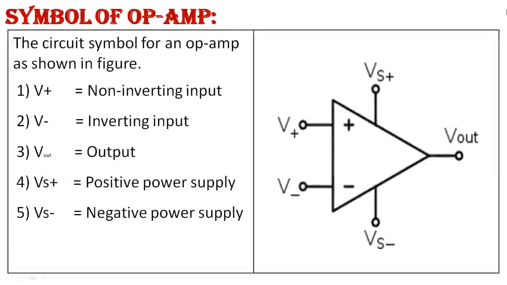Now the next concept is the symbol of op-amp. So op-amp has two input terminals, two input voltage sources and an output voltage. Two supplies are required, positive and negative, and two inputs are inverting and non-inverting. The circuit symbol of op-amp is as shown in the figure. V plus is the non-inverting input, V minus is the inverting input, V output is the output voltage of the op-amp, Vs plus is the positive power supply, Vs minus is the negative power supply. So those are the terminals of the op-amp.